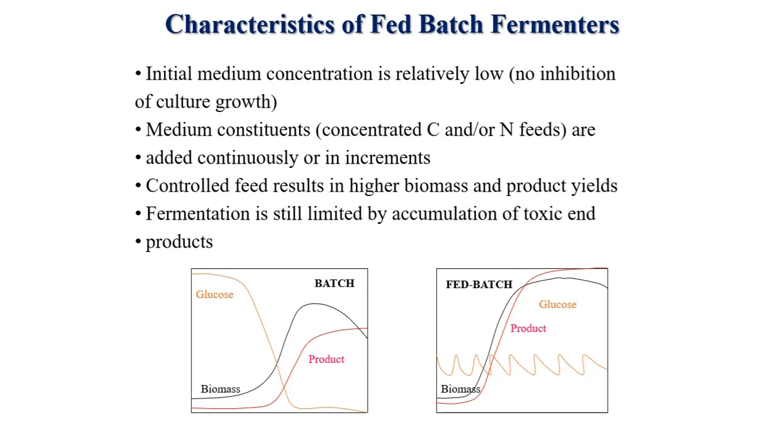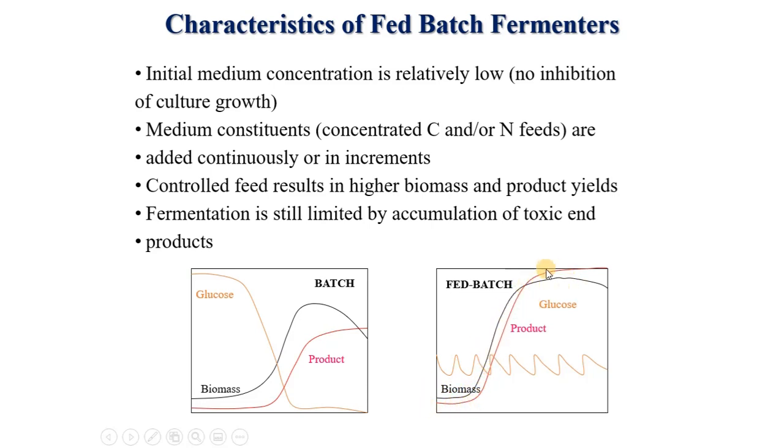So here we are not going to remove the toxic end products, and we are not going to harvest anything during the fermentation process. So it is like batch one. The difference between batch and fed batch, we can understand by using the graph. We already completed this batch one, and here you can see the biomass is going to increase, and the product is also going to increase.